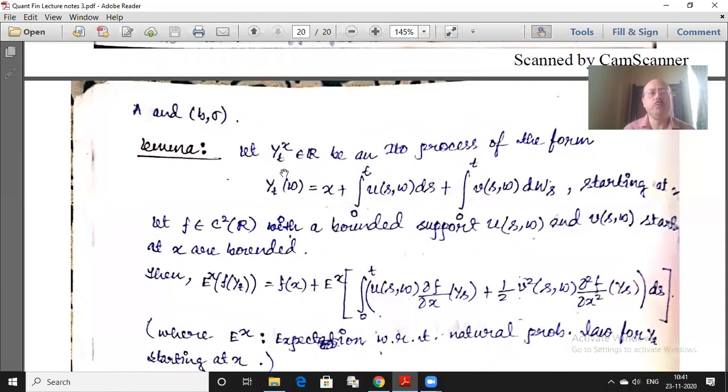So let's suppose Y_t^x be an Ito process of the usual form, that dY = u ds + v dW. We write here in the integral form and say that Y_0 = x, where this superscript x is to denote the starting point. So this process starts at small x, and that's why we write this superscript, and the process in general at time t will be given by x plus this u ds integral and the v dW integral.